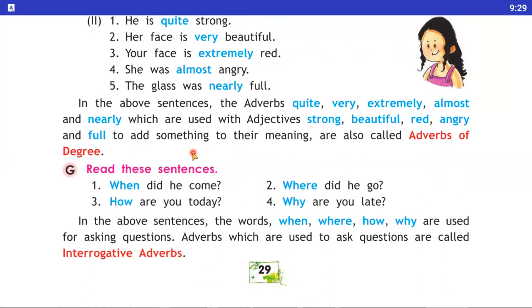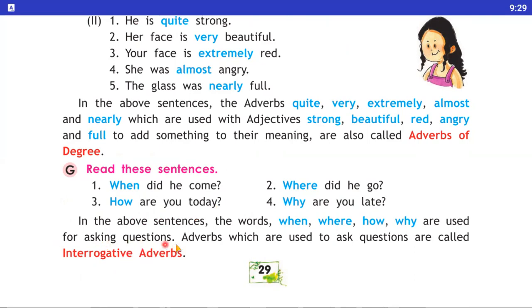So now let's start another adverb. Another kind of adverb is interrogative adverbs. As the name tells you, the question starts from WH words here. Examples: When did he come? Where did he go? How are you today? Why are you late? So these words, when, where, how, and why, are used for asking questions. Yes student, underline this, asking questions.